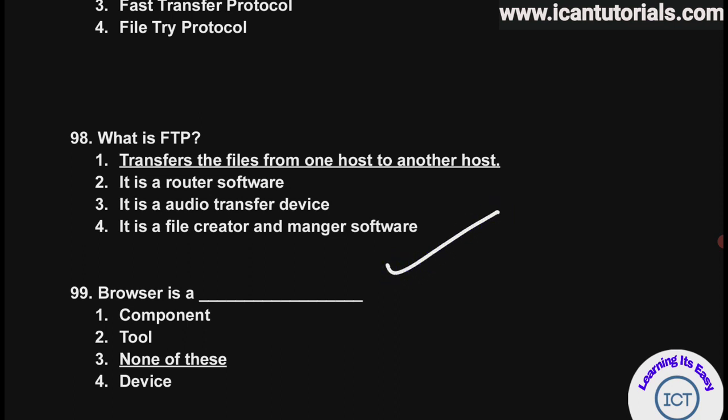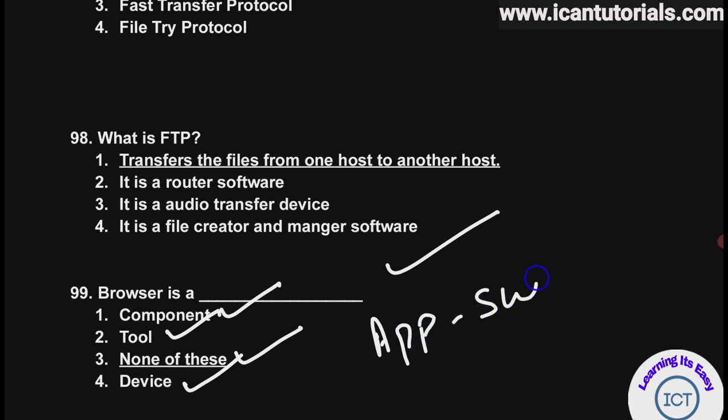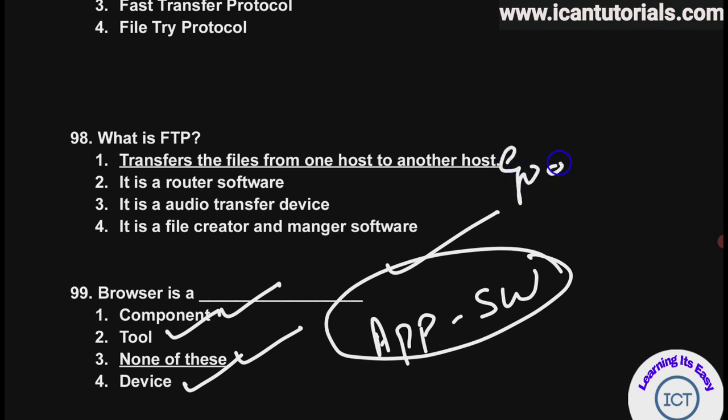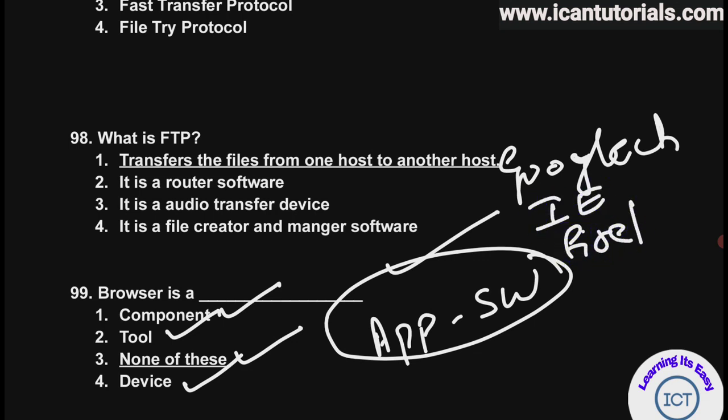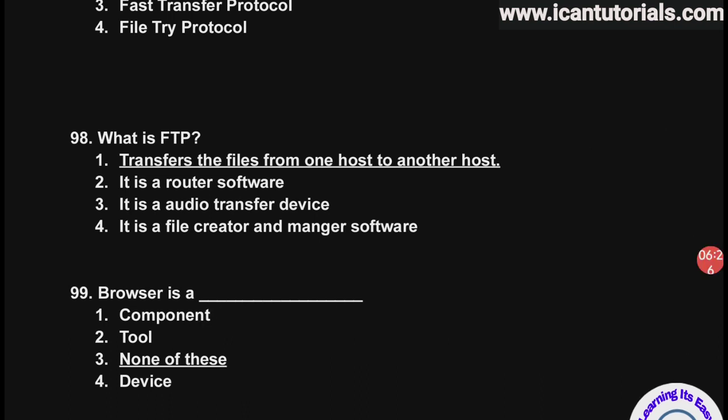Browser is a, and the answer is none of these. Browser is not a component, it is not a tool, it is not a device. So what do you mean by browser? Browser is an application software. For example, examples for browsers are Google Chrome, Internet Explorer, Mozilla Firefox. All these are examples of application software. They are client side software.